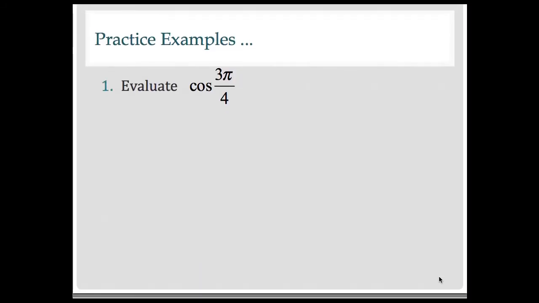So let's work through a few practice examples. Suppose we wanted the cosine of 3 pi over 4. That is in the second quadrant. You can always think of drawing yourself a picture if you'd like.